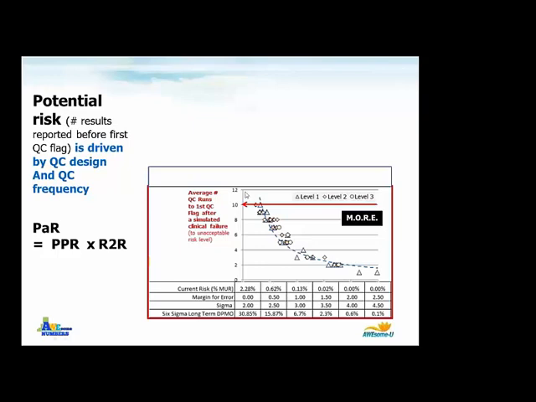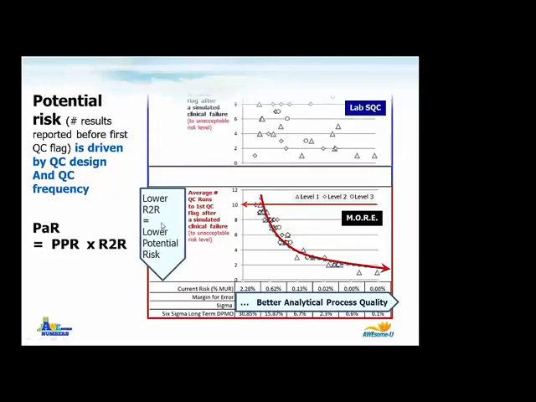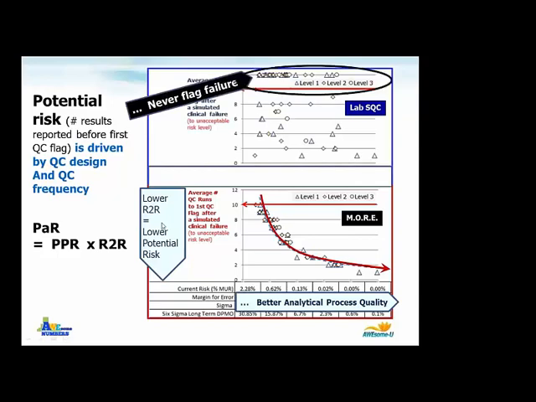If you use a mathematically optimized process to select QC rules, as the analytical process quality becomes better, you lower the potential risk and you lower the runs to reject. But that's not at all what we see in real practice.